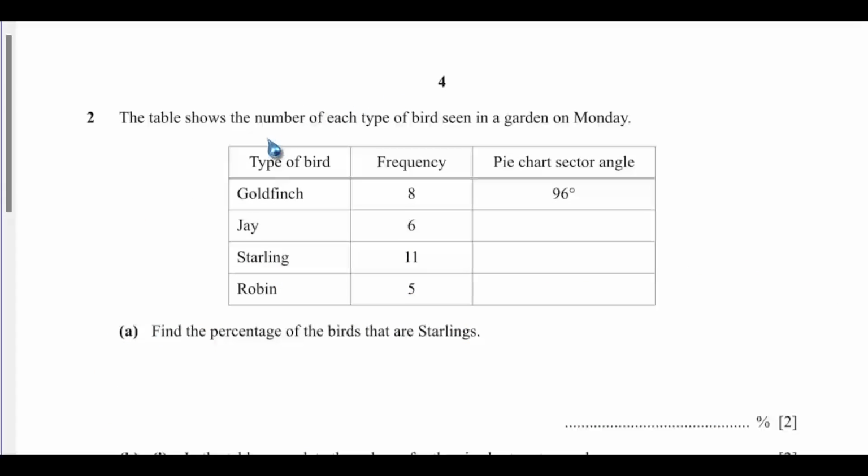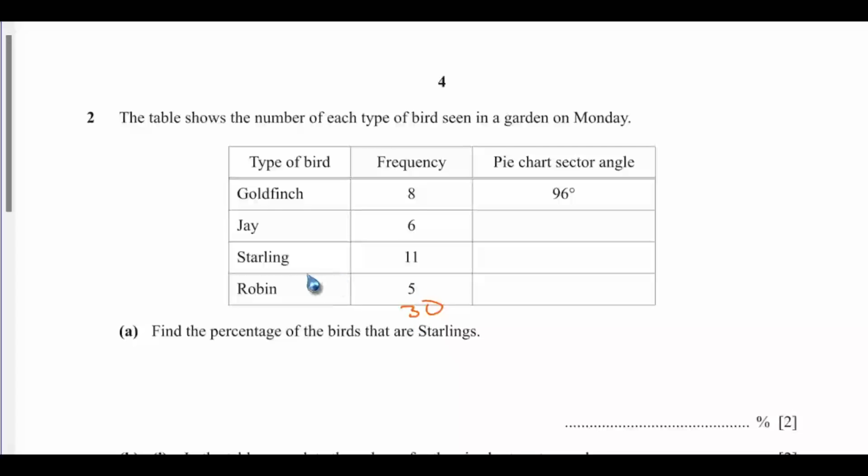Question 2. The table shows the number of each type of bird seen in a garden on Monday. Find the percentage of the birds that are starlings. Okay, so to do this, you have to get the total. So the total will be the addition of the birds, and that will be 8 add 6 add 11 add 5. So 6 add 5, that will be 11. 11 add 11, that will be 22. 22 add 8, that will be 30. So the total here is 30.